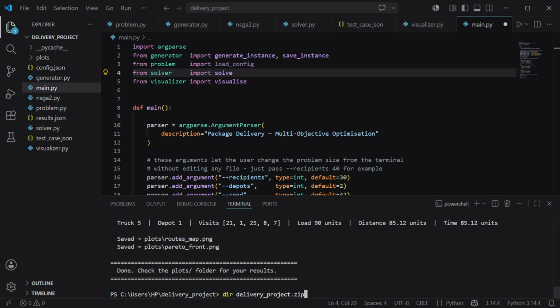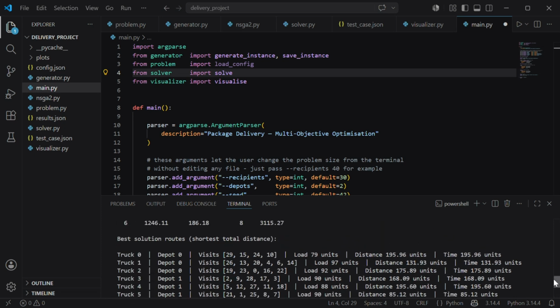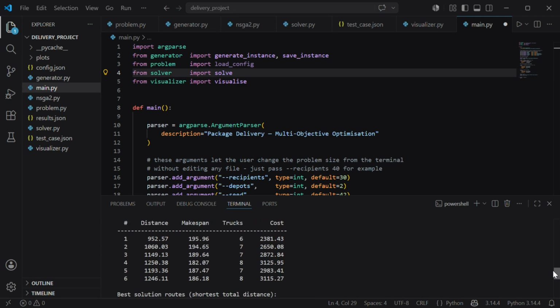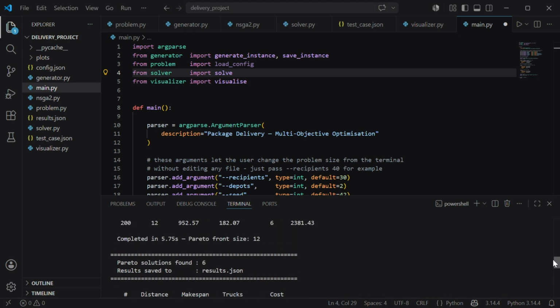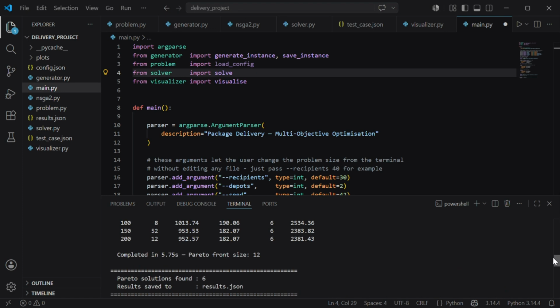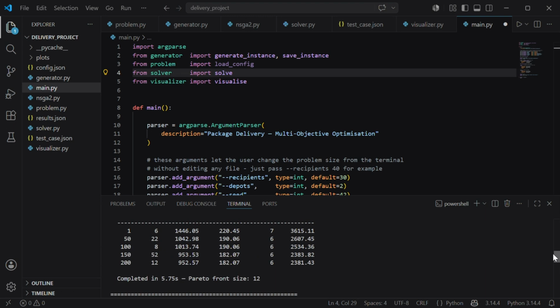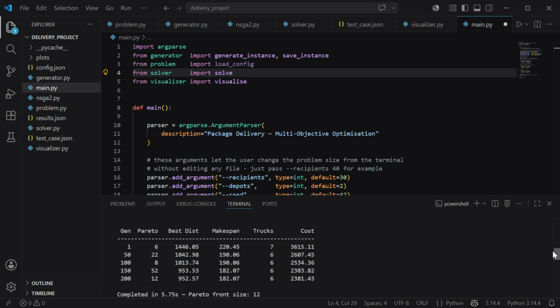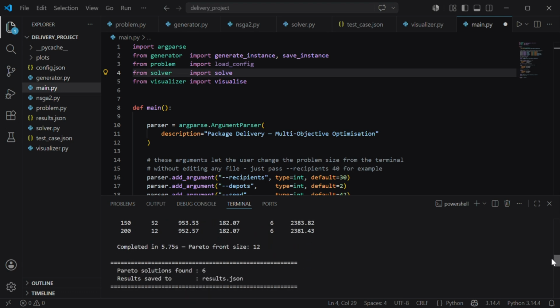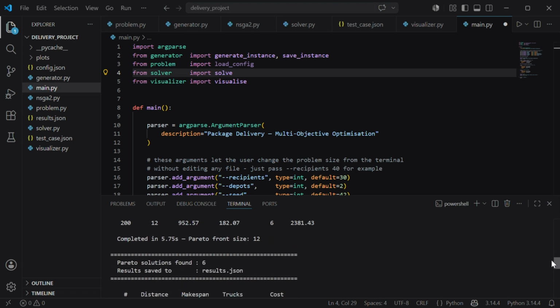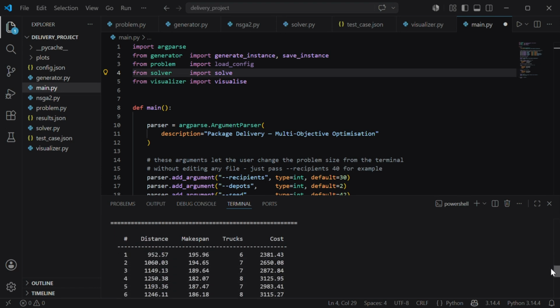So that is our project. One command does everything. It generates the map, runs NSGA-II for 200 generations, and shows all the results. We got 5 different solutions, and you can pick whichever one suits what you need most. If you care more about saving money, you pick solution 1. If you want faster delivery, you pick solution 2 or 3. That is the whole idea behind multi-objective optimization. Thank you.